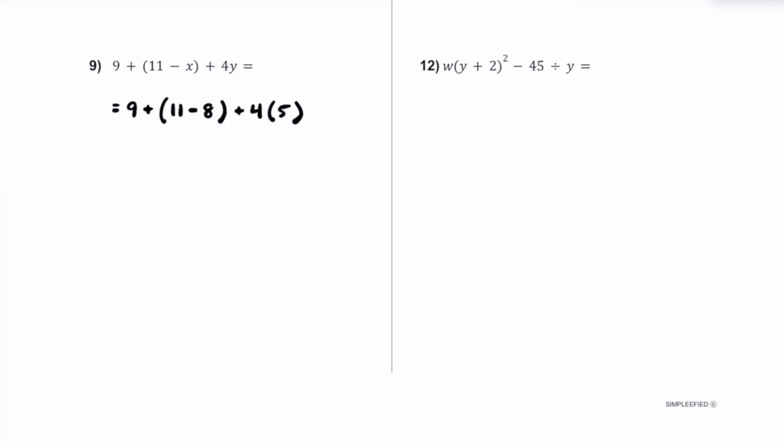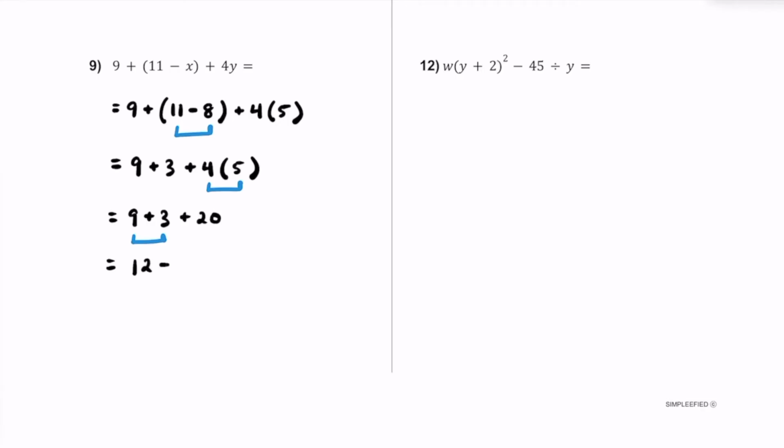All right, so what we're going to do here first is we are going to deal with the grouping symbol. So it's going to be 11 minus 8. That takes priority. So that's going to be equal to 3. So we have 9 plus 3 plus 4 multiplied by 5. Now between these three operations, multiplication is the most important. So we're going to go ahead and write 9 plus 3 and then plus 20. Going from left to right here, we have two addition problems. Let's go 9 plus 3, that's going to be 12. So we have 12 plus 20, and 12 plus 20 is going to be equal to 32. So that's going to be the value of this expression.